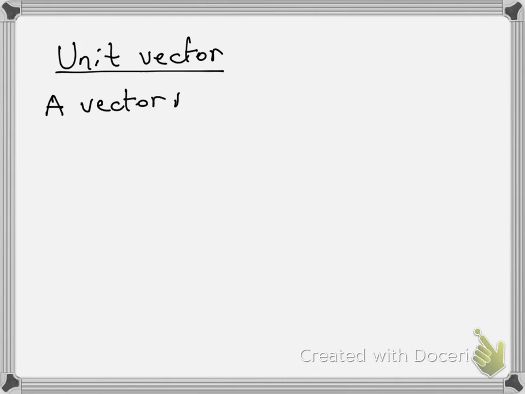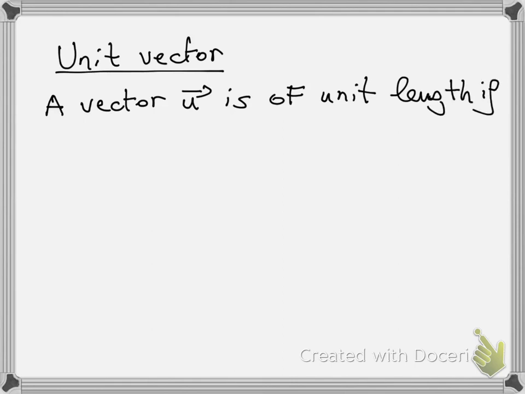Last thing, guys. It's about unit vectors. We say that a vector is of unit length if its length, or its magnitude, is equal to 1. So vector u is of unit length if the length of u is equal to 1.